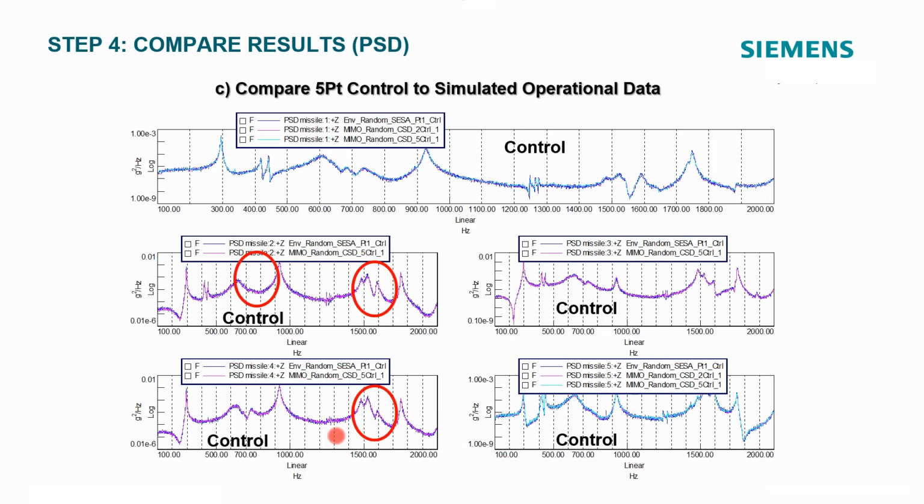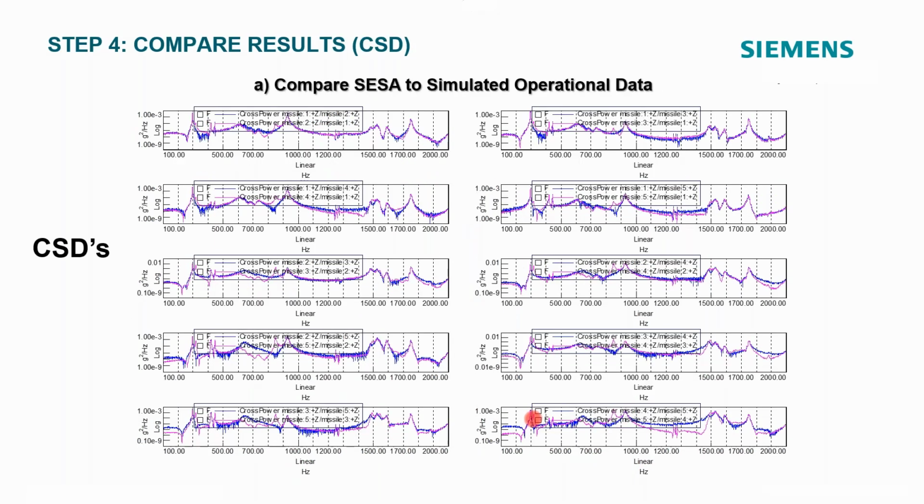Now, if we go to the third case where we're controlling at all 5 points, now we've got very good control at all points, but what is also important is the CSDs, the cross spectrums between all those different points. So this is comparing with single exciter, single axis simulated operational data.